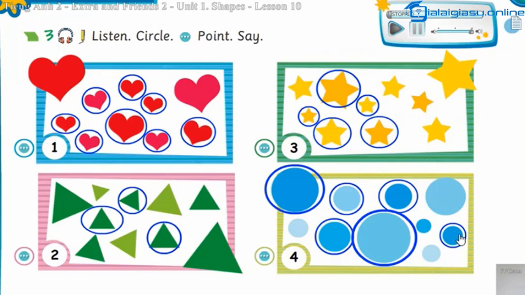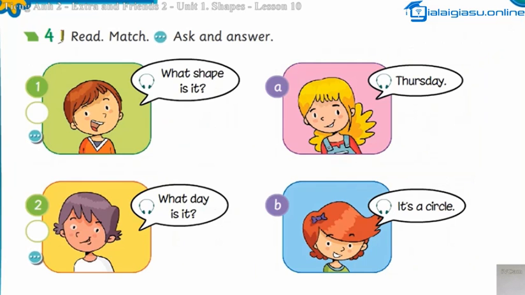Now we'll move to the last exercise. Và bây giờ chúng ta hãy cùng làm bài tập cuối cùng nha. In this exercise, we have to choose the right answer for each question. Trong bài tập này, chúng ta phải lựa chọn câu trả lời làm sao cho phù hợp với lại câu hỏi. Now, we will listen to the questions and answers first. Bây giờ chúng ta sẽ lắng nghe câu hỏi và câu trả lời trước nha.